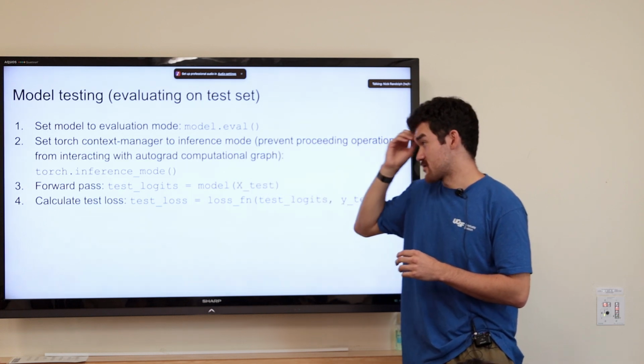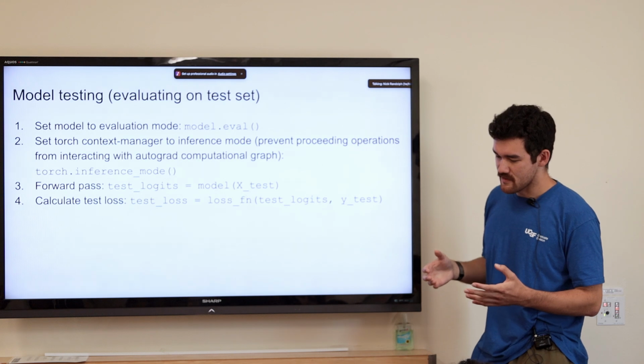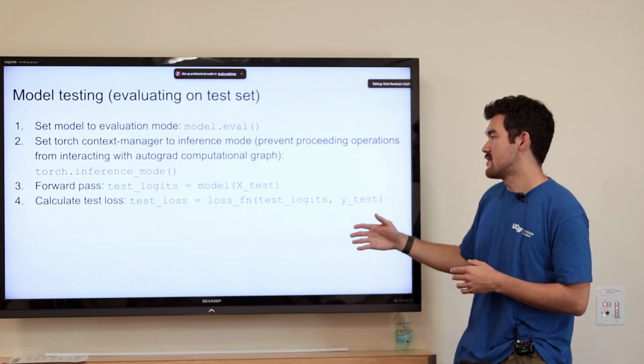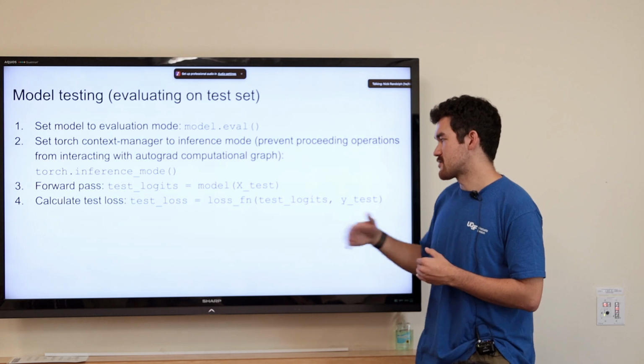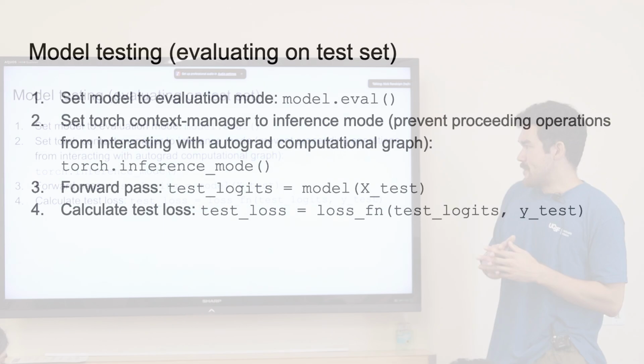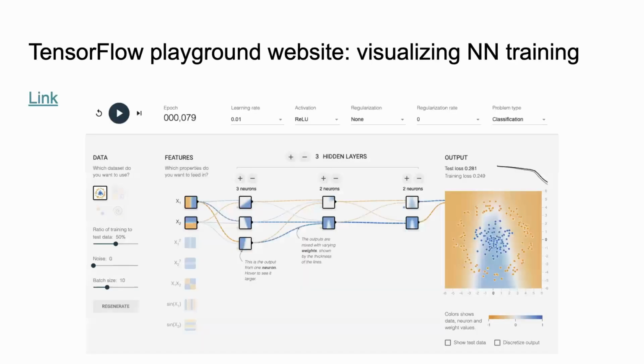Then this context manager, torch inference mode, is saying don't continue constructing the computational graph. The preceding operations will not have any sort of interaction with your graph, which you use to calculate gradients. You do a forward pass and then calculate the loss in your test set.